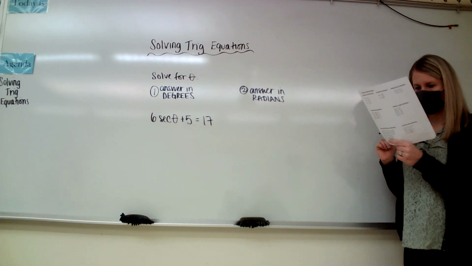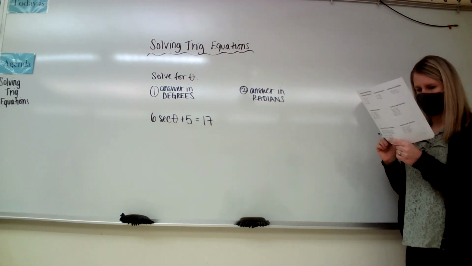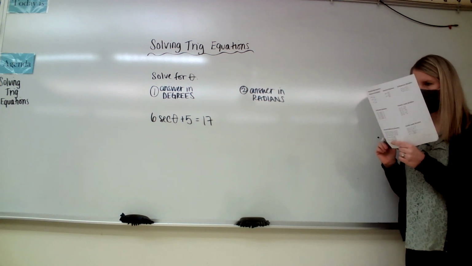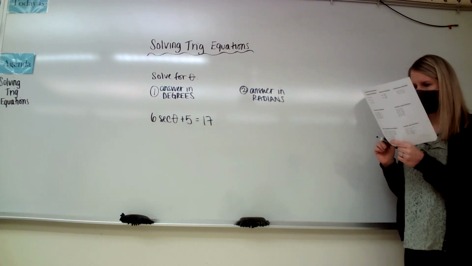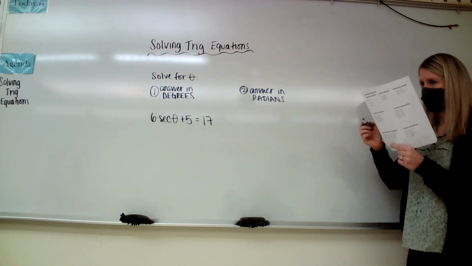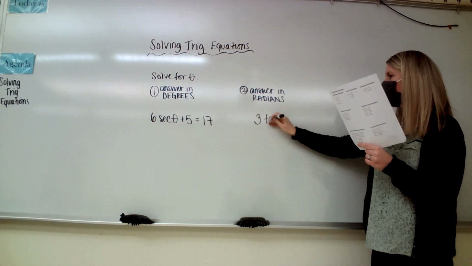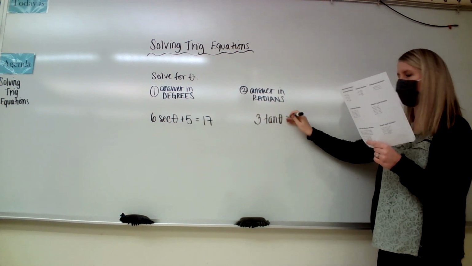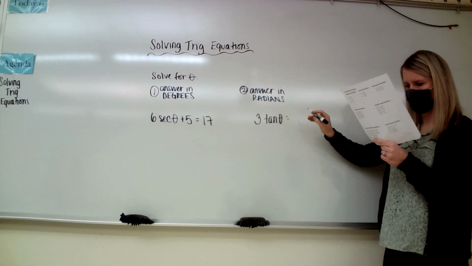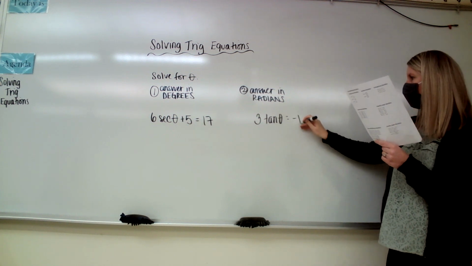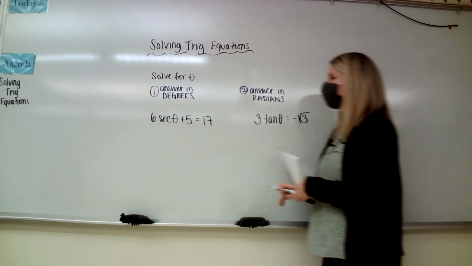And then number 2, let's do 3 tangent theta equals negative root 3. Okay. And that one's in radians.